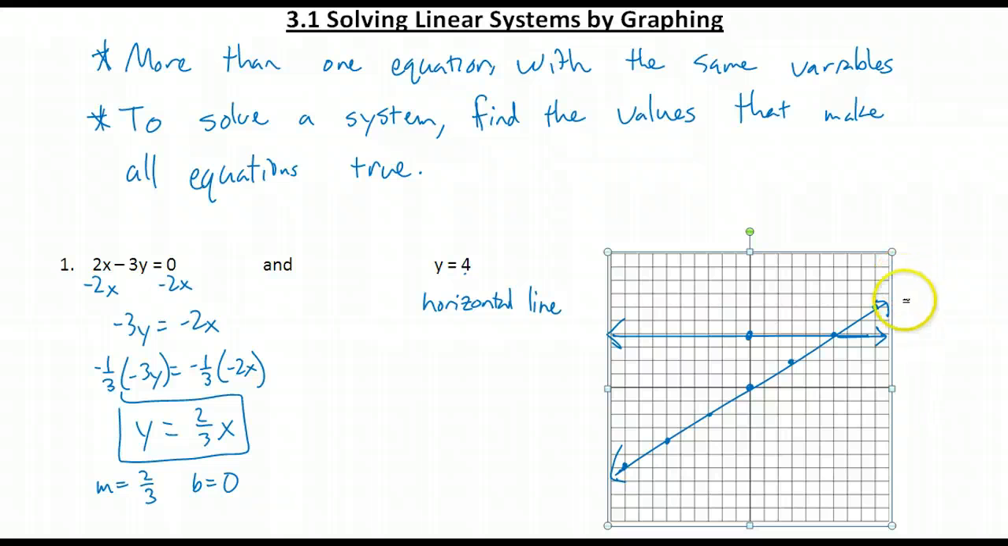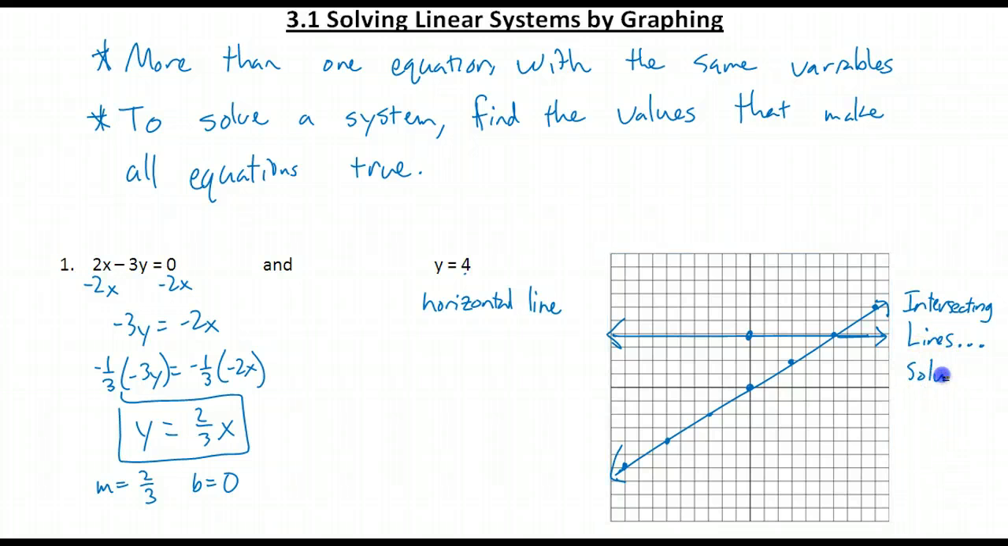In this graph, I have intersecting lines. Whenever I have intersecting lines, my solution will be at the point where the lines intersect. In this case, this solution is going to be at the point 6, 4. The ordered pair 6, 4 makes both equations true.